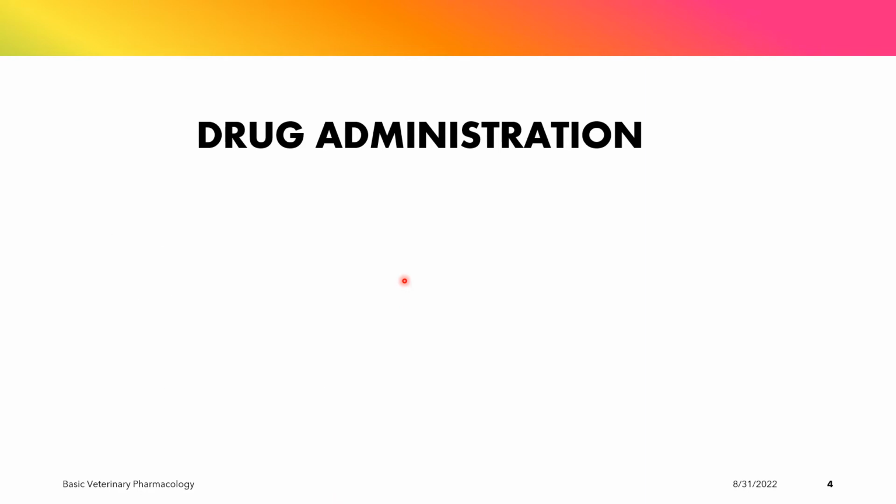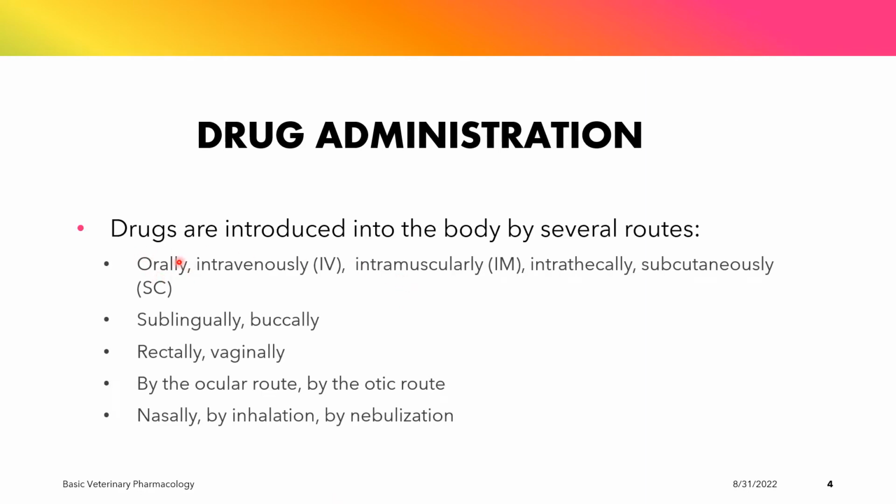They may be taken by the mouth, that is orally, given by injection into a vein, intravenously or IV, into a muscle, intramuscularly or IM, into the space around the spinal cord, intrathecally. It can also be beneath the skin, subcutaneously or SC. The drugs can also be placed under the tongue, sublingually, or between the gums and the cheek, buccally.